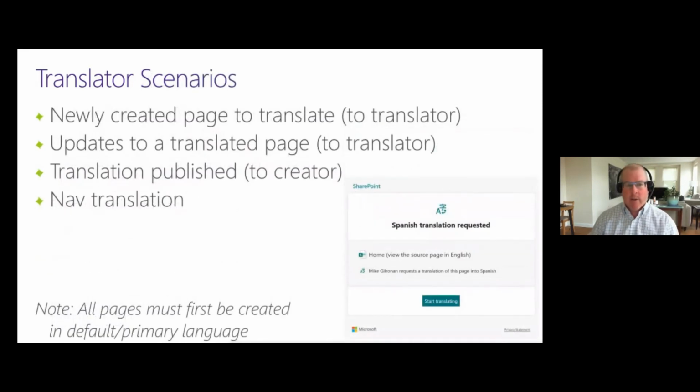So what are the scenarios? What do I do? A newly created page to translate, the updates, translation published, or translation of the nav. Those are the things I do as a translator. And again, the really important thing, all pages have to be created in that default and primary language. And that default and primary language selection is really crucial. I'm gonna state that a couple times in a couple different ways to emphasize it a bit.